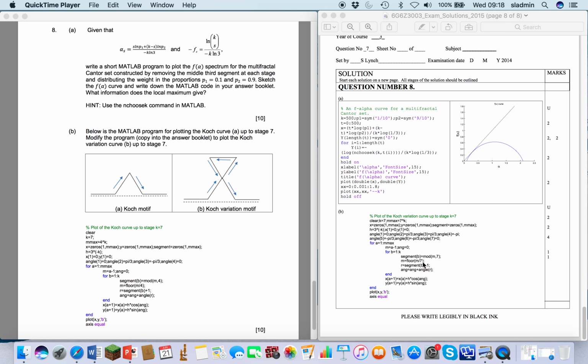And then remember you're dealing with 7 segments. So then you also have to edit these 2 lines and put mod M 7 and floor M over 7. So you only have to write those 5 lines in the answer booklet to get full marks. And that concludes the solutions to question number 8 and the whole examination paper for 2015.